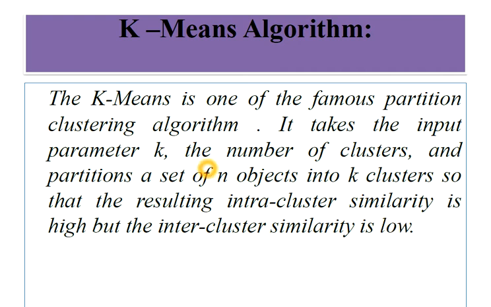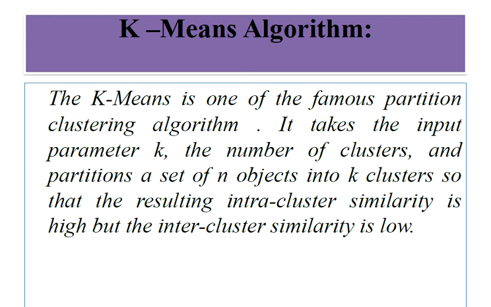So we are providing K as the number of clusters, and in our input data set, say we have n objects. The K-means algorithm will partition those n objects into K clusters, but considering the two properties, that is high intra-cluster similarity and low inter-cluster similarity. So that is our K-means algorithm.